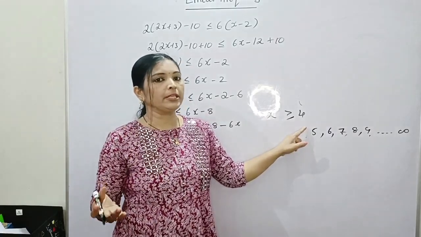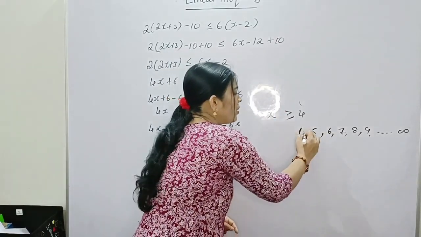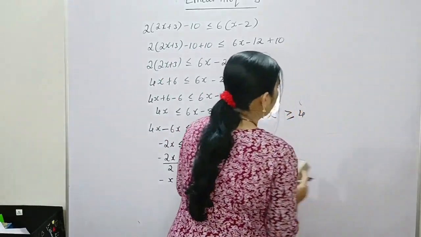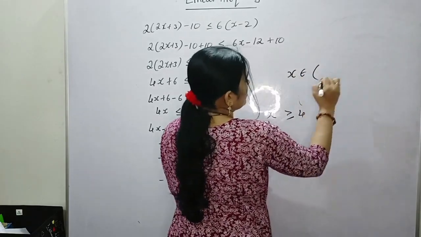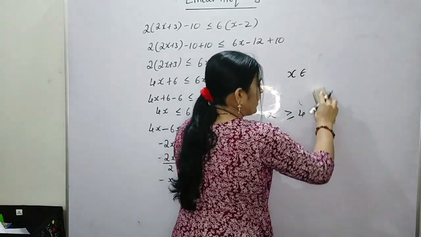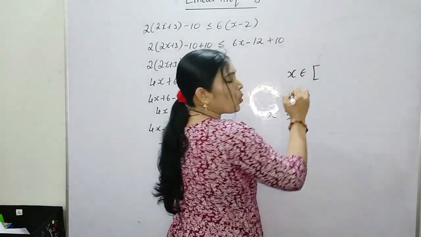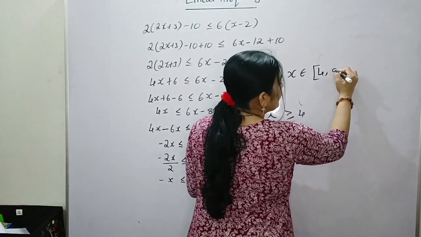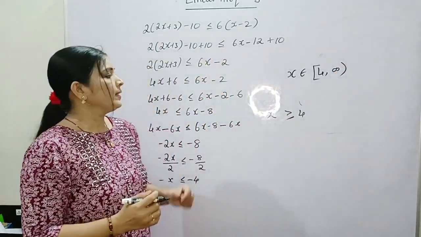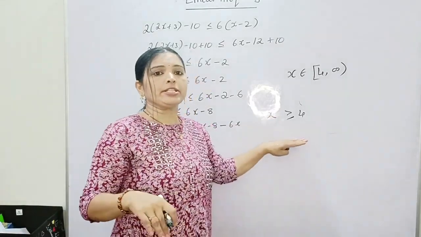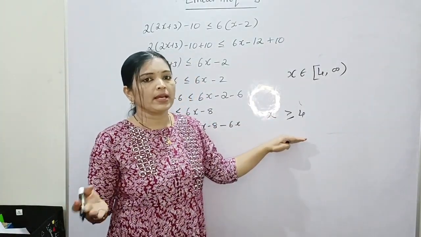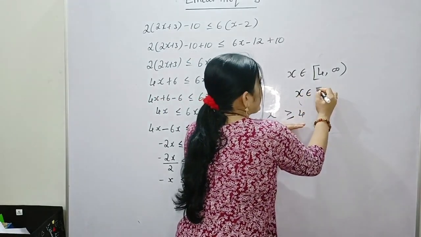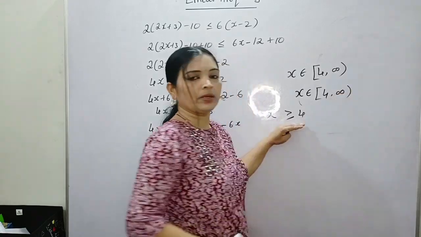If x is a natural number, x values are 4, 5, 6, 7, 8, 9, etc., up to infinity. How can we write it in interval form? x belongs to, now here it is a closed interval, closed bracket. So closed bracket 4 to infinity. Then if x is an integer, same thing, right? If x is an integer too, the same values. x belongs to 4 to infinity.